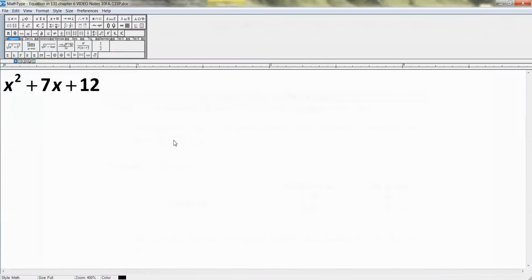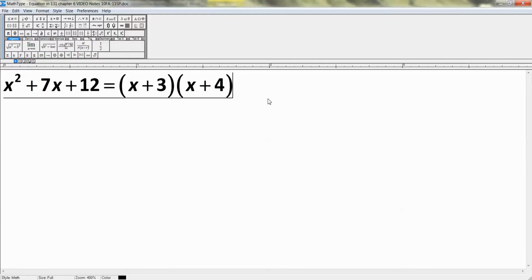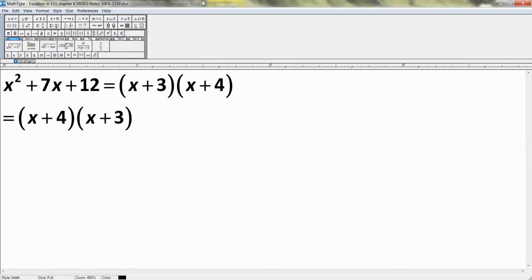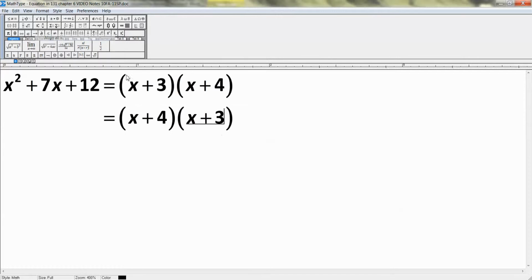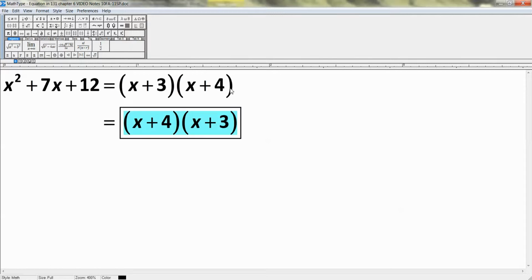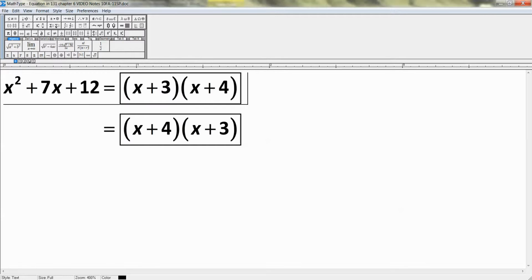And then you go over here and say, okay, that means it's x plus 3, x plus 4. Or you could say x plus 4, x plus 3. The order does not matter because everything was positive, so it doesn't make any difference what order you put it in. They're both correct.